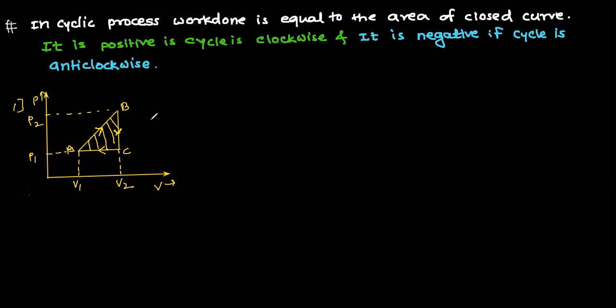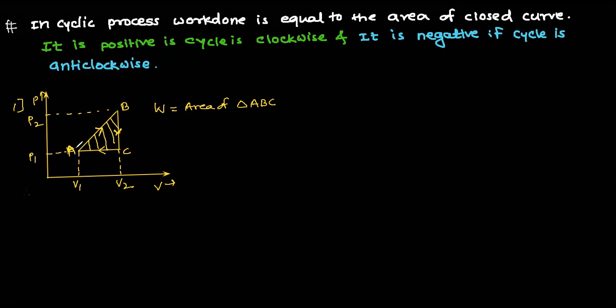So here, is the work positive or negative? Clockwise, clockwise, clockwise. How is it? Positive or negative? It is positive, right? So therefore here W is equal to the area of triangle ABC.